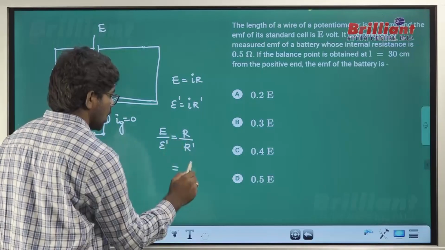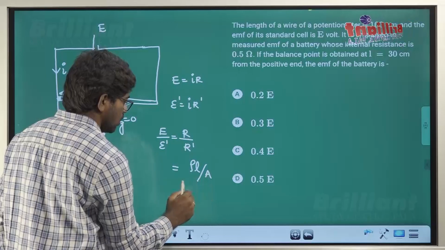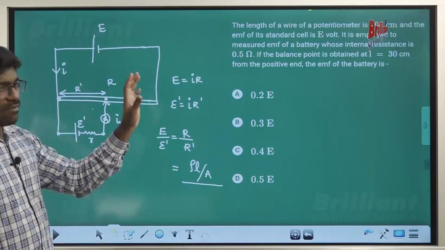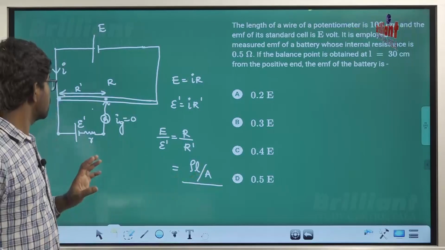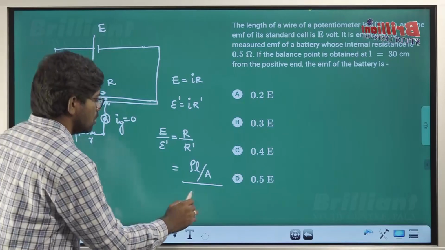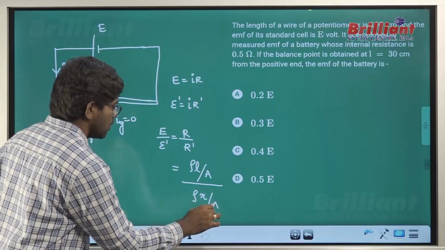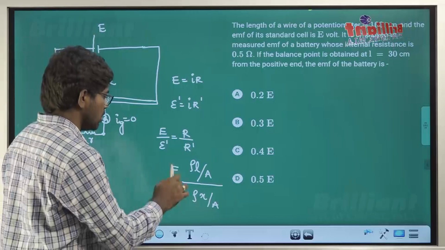What is R here? R is rho L by A, the resistance of the entire wire. The entire wire has length L, let's say. Then what is the resistance? Rho L by A. For the small portion, its length is, let's say, X. Then the resistance is rho X by A. Then what do you get?